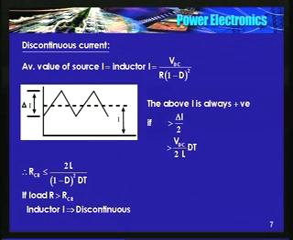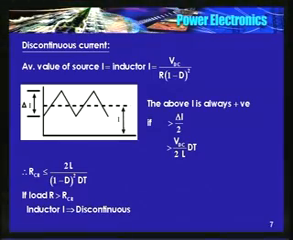Now let us see about the discontinuous current. When will it be discontinuous? What is the average value of the source current? The average value of the source current is the same as the inductor current. It is given by VDC divided by R into 1 minus d square. This we have derived in the last class.